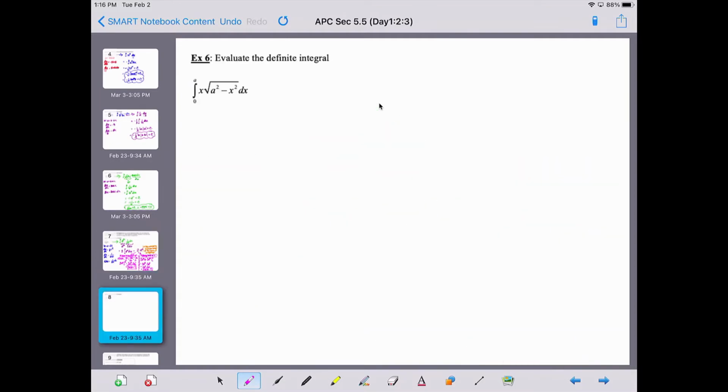Let's take a look at example 6, okay? And I want to point something out here. This integral is from 0 to a. So in this problem, a is a number, not a variable. It's just that we don't know what number it is. It's generic. It's a. It could be anything. So our function is x times the square root of a squared minus x squared. So again, I want to point out here, note a squared is just a constant term.